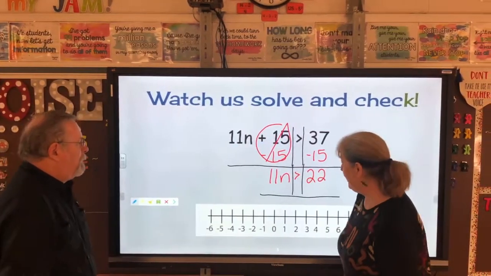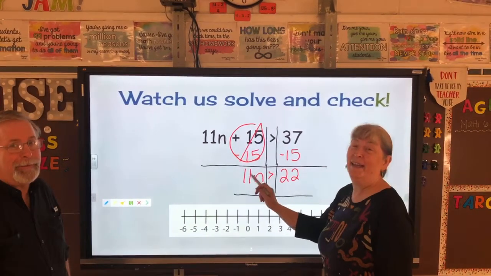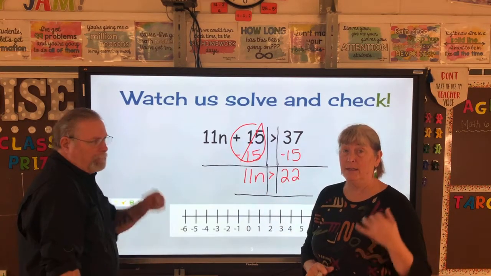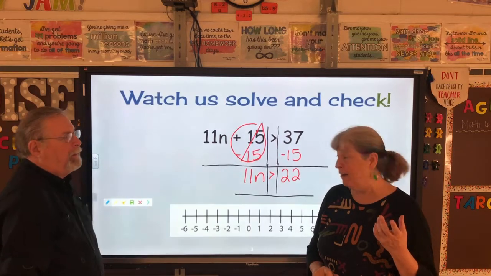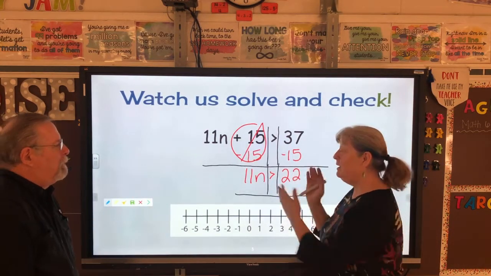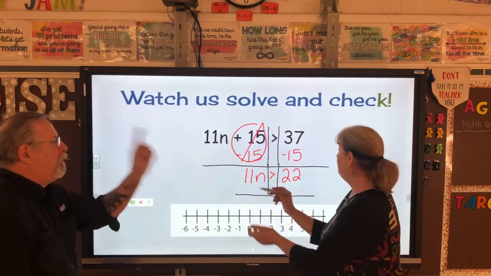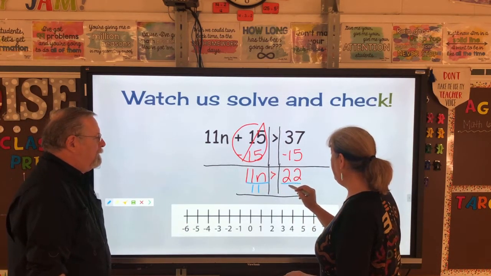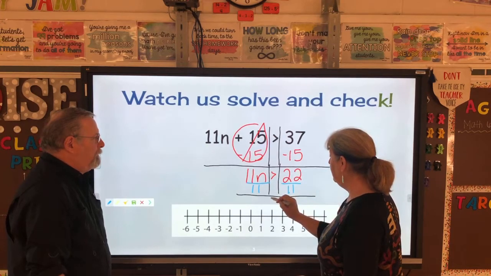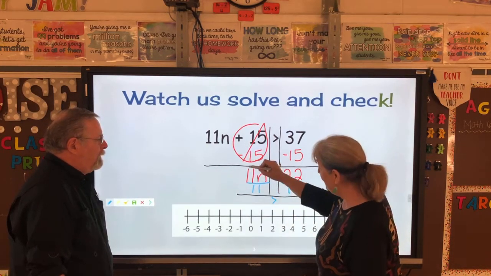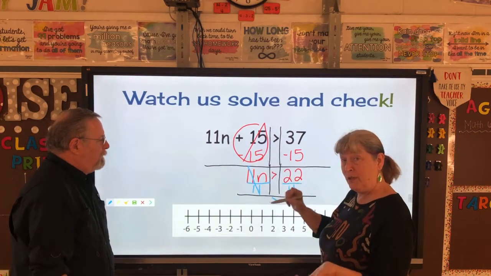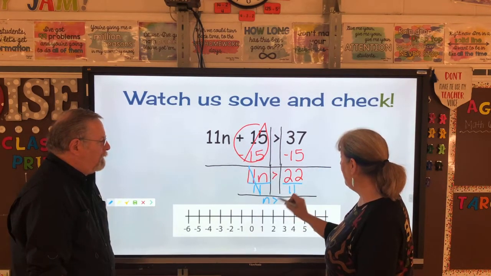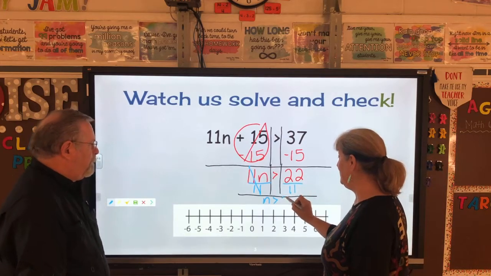I'm bossy. All right, so what I'm going to do now is get rid of the coefficient. And the thing you have to remember with inequalities is if the coefficient is negative, there's a special rule. Is this coefficient negative? It is not, therefore we don't have to worry about any special rules. So we're going to divide both sides by the coefficient of 11. The greater than sign stays. This cancels each other out. 11 over 11 is 1. 1n is just n. And n is greater than 22 divided by 11, which is 2.